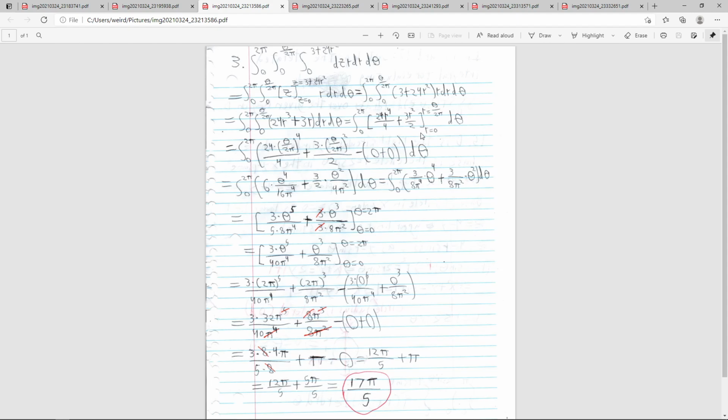Now r is relatively easy to integrate, though we have to do a lot of simplification. You can work through it on your own. Cancellations occur here and there when doing it all by hand. So eventually we get 12 pi over 5 plus pi, and that becomes 12 pi over 5 plus 5 pi over 5, multiplying 5 over 5 by pi. Then eventually you get 17 pi over 5. So 17 pi over 5 is the answer.